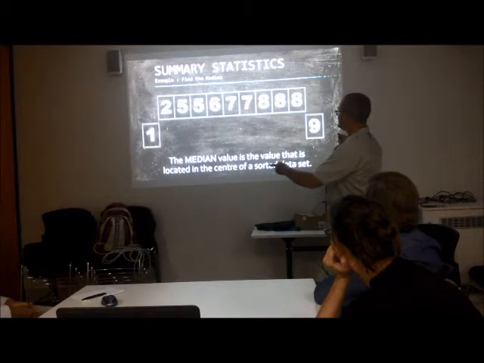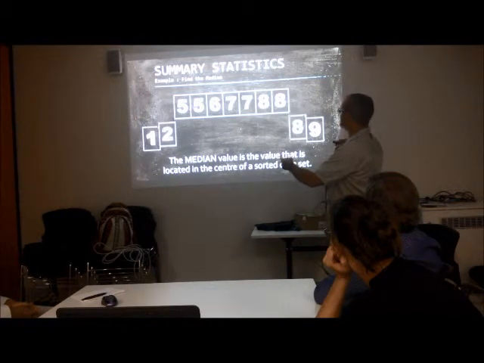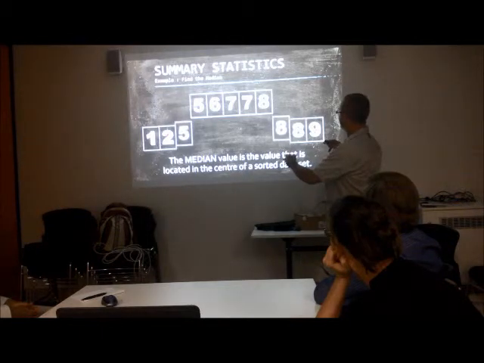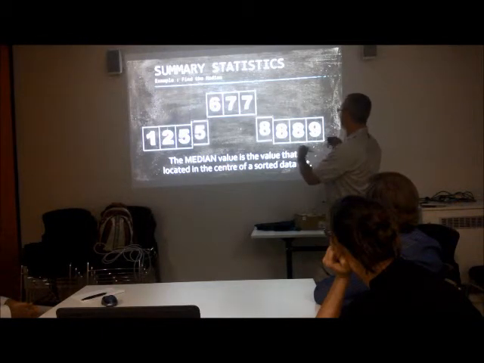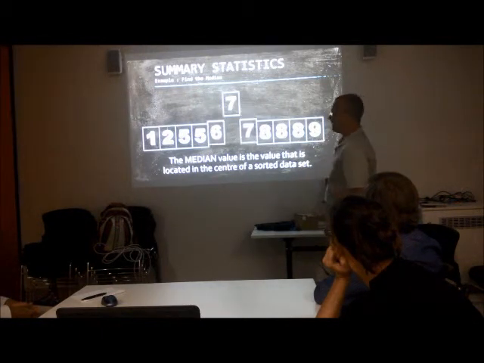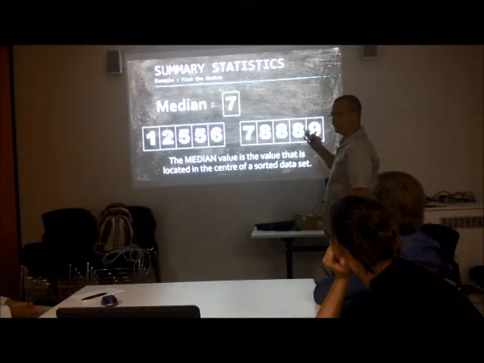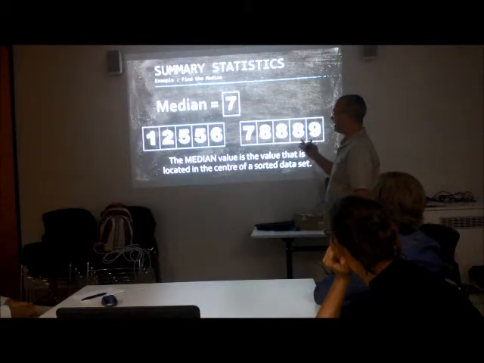Take off the first and last, take off the second and second last, and so on, and we come up with 7. Okay, so the 7 is our median value. How easy was that? We don't need a calculator for the median, and as I'll show you later, we're going to use Excel to find the median.